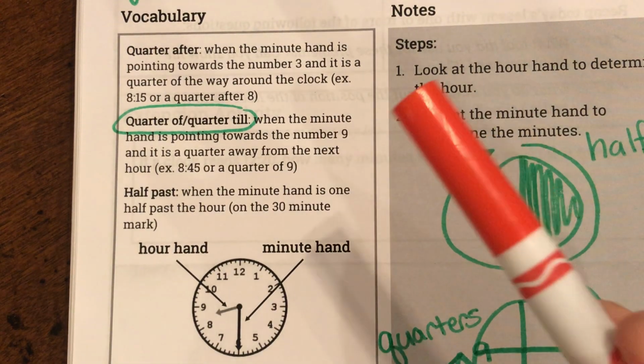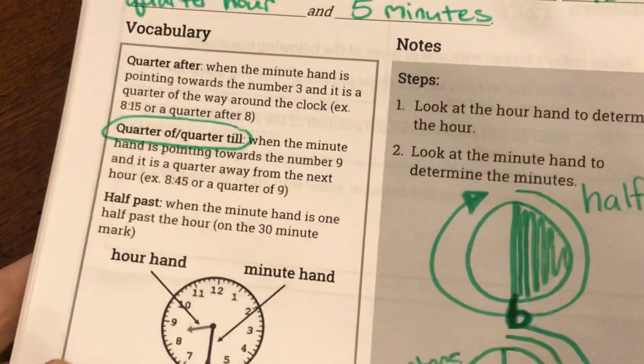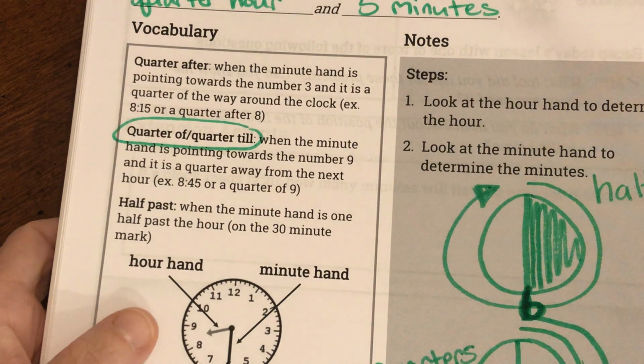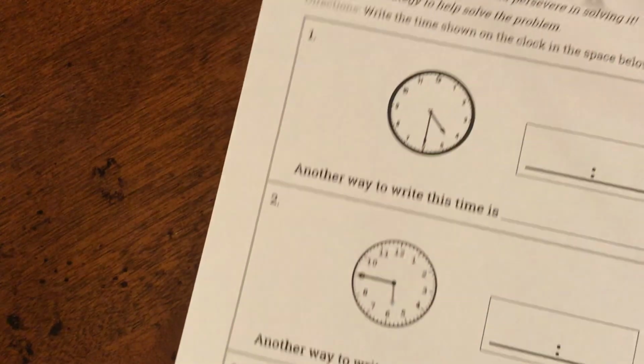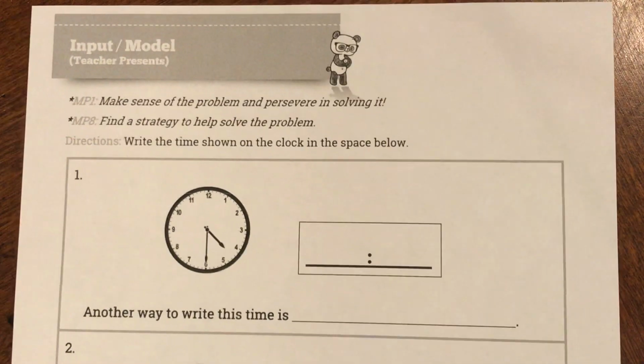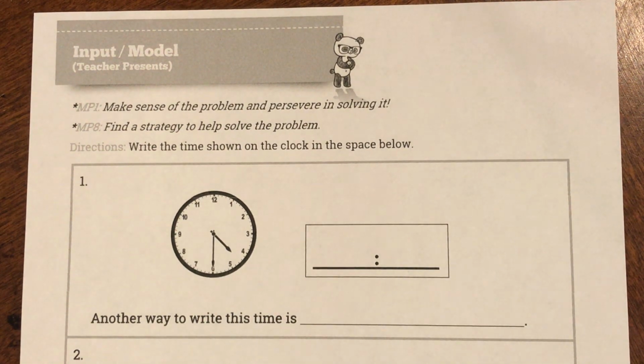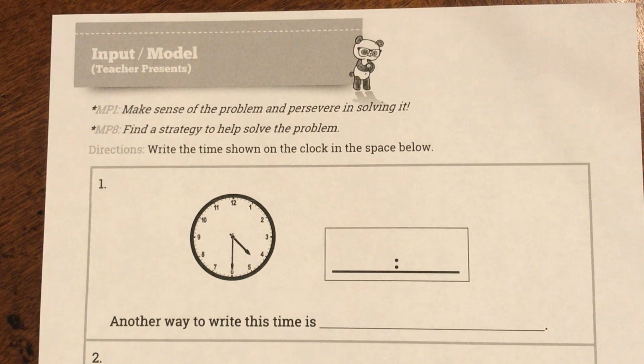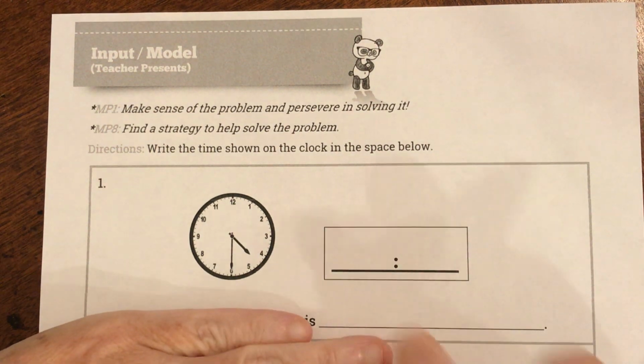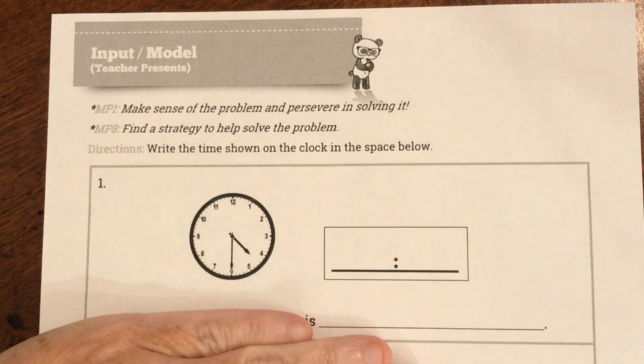Okay, so boys and girls, I picked up my red pen, which means you are going to sit back and watch me do some of these. So here is my first one. Okay, my first one says, in the directions, they want me to write the time shown on the clock in the space below. Okay, so remember, this is what we did yesterday. I just had to look at the clock and write the time.